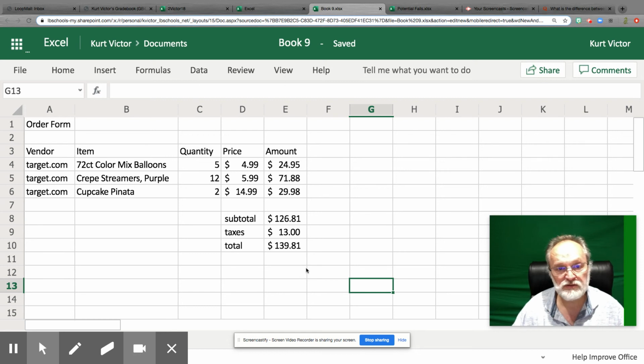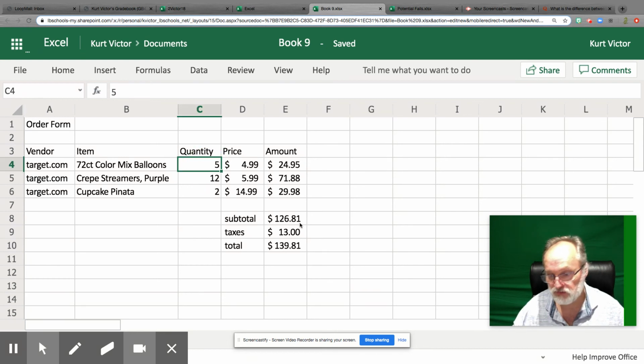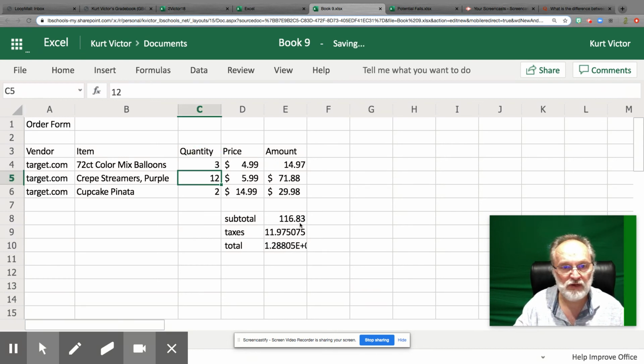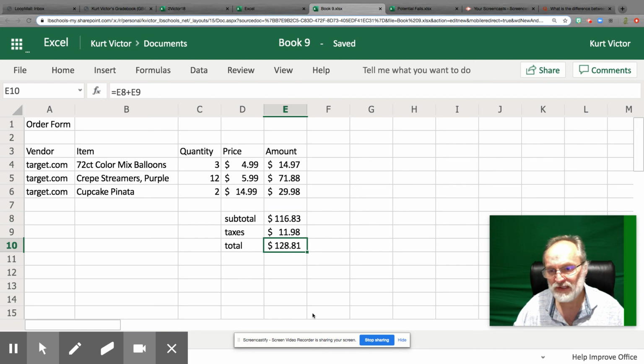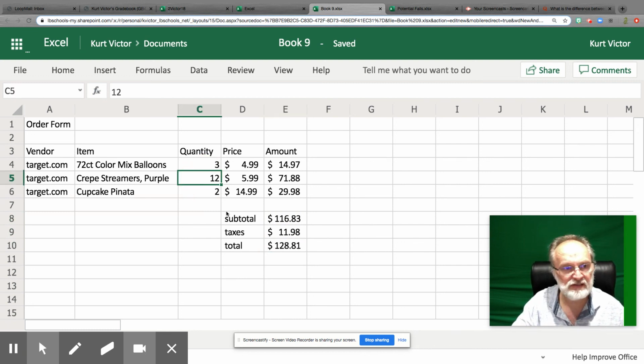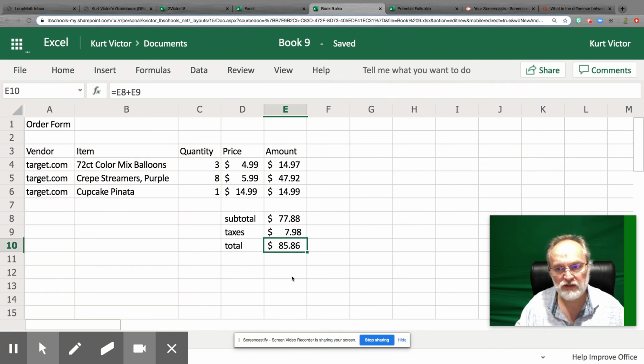Now, if we go to Student Council and we have a plan for $139.81, and they're saying that's more money than we really wanted to spend, we can actually now go back and say, well, maybe we don't need 5 bags of balloons, maybe 3 will do it. And as we retype that, you'll see it auto-calculates the amount of the balloons, the subtotal, the taxes, the grand total. That's still quite a little more than they wanted to spend, so let's back off to maybe just 8 crepe paper streamers, maybe only 1 pinata, and that brings my total well under $100.